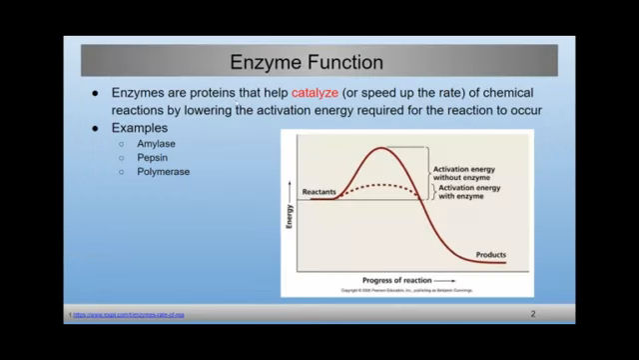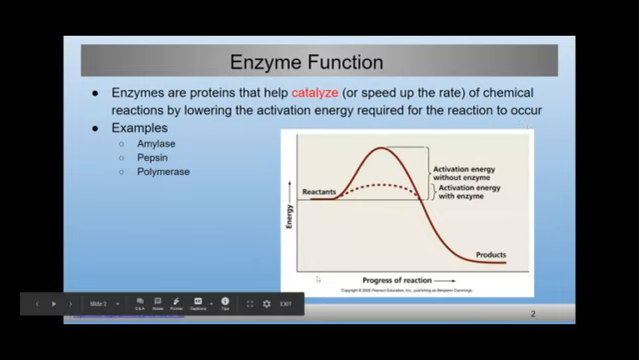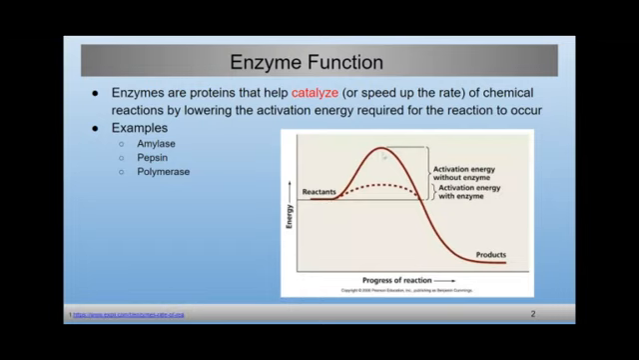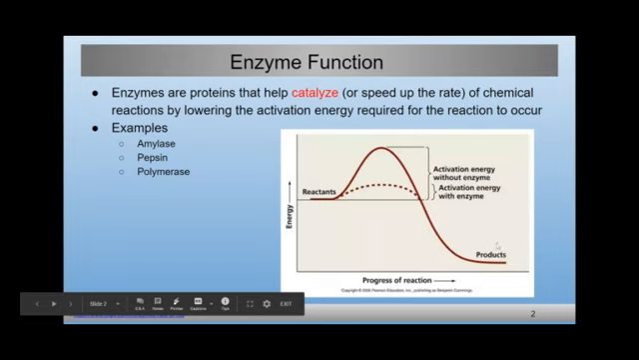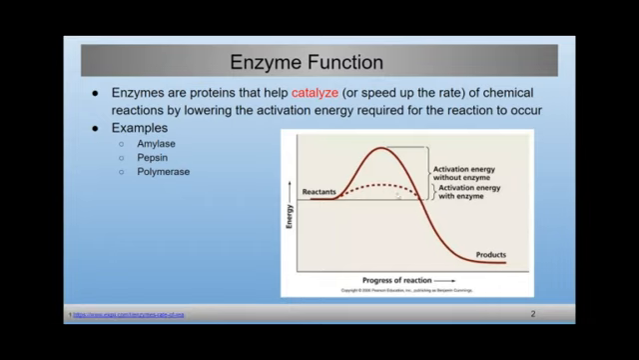Enzymes are proteins that help catalyze or speed up the rate of chemical reactions, and they do that by lowering the activation energy, which is the energy required for the reaction to occur or start. And so here you've got, over the progress of a reaction, you're plotting the activation energy. And you see a solid curve here, starting from the reactants and ending in products, where you see a very high activation energy without the enzyme. And then you see the dotted line, which is a lot lower in activation energy. And that is because of the presence of an enzyme in that reaction. So that is the main function of an enzyme.